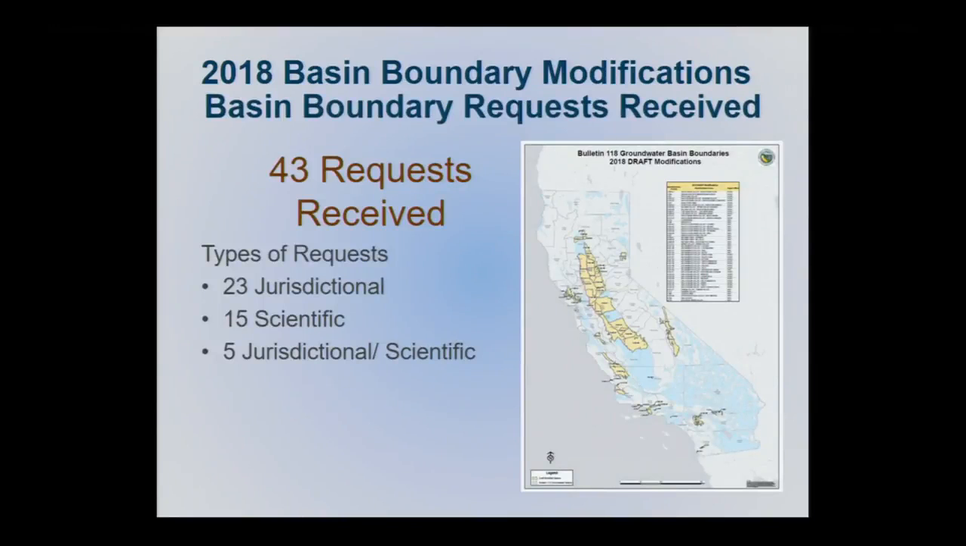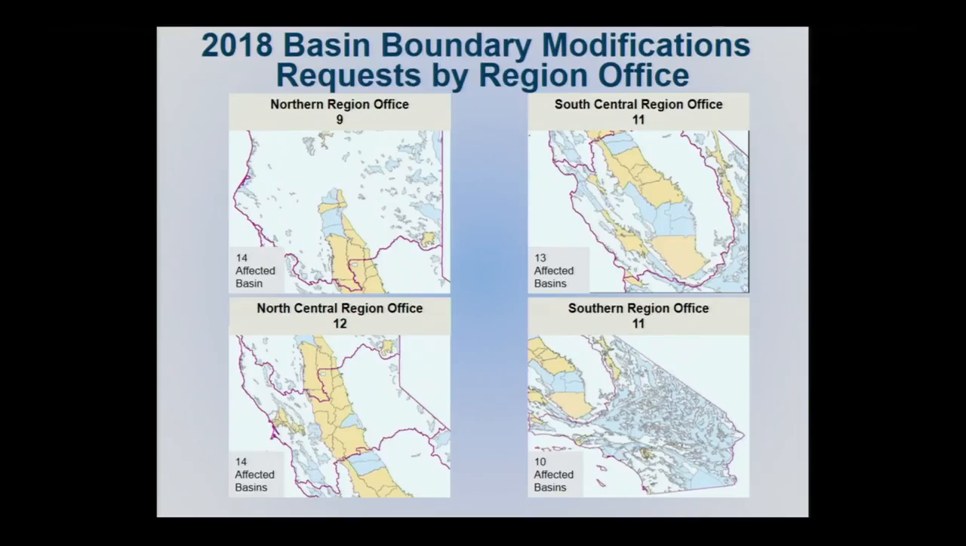So in 2018, there were 43 requests received. The types of requests were 23 jurisdictional, 15 scientific, and 5 that were a combination of both jurisdictional and scientific. Maps of regional requests. As per region office, the Northern Region Office received 9 and had 14 affected basins. South Central Region Office had 11 requests come in with 13 affected basins. North Central Region Office had 12 with 14 affected basins, and Southern Region Office had 11 requests come in with 10 affected basins.